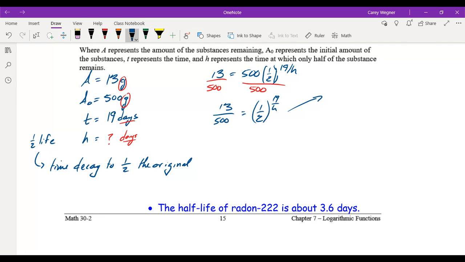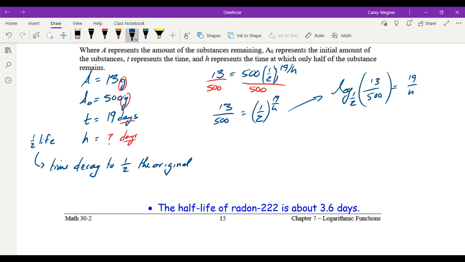logarithmic form. A logarithm, my base is a half. This is equal to the power, which is 19 over h. And the logarithm is being taken, oh, it's equal to an exponent. My mistake there. It's equal to the power, which is 13 over 500. So here I still want to solve for h.